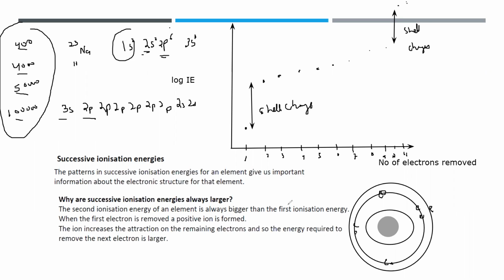Is it clear? So using this ionization, or successive ionization energy, we can work out the atomic structure and identify how many shells are there in an atom, how many electron shells are occupied in an atom. Is it clear, the idea? Any doubt in this, the successive ionization energy of the element?